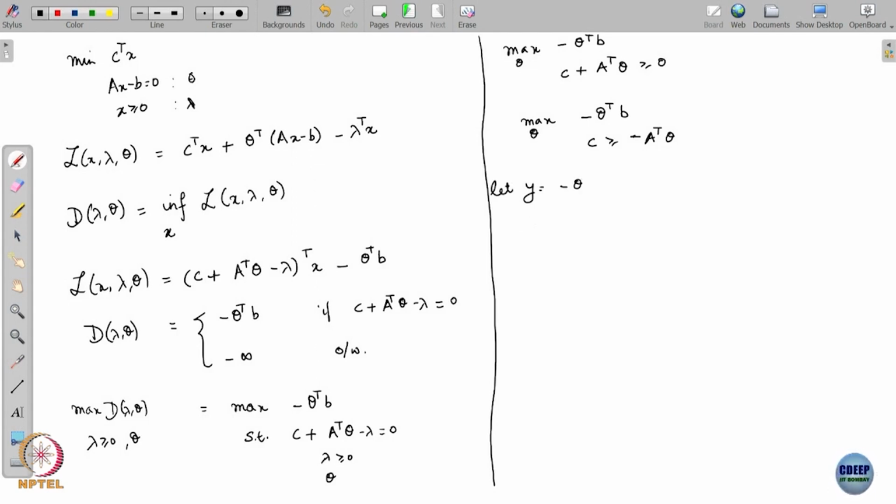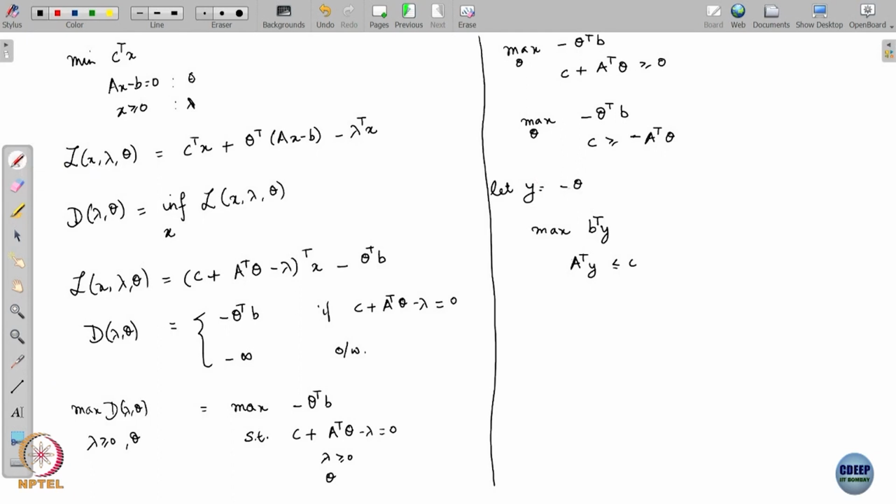If I just let y equal to minus theta, then what I have is our familiar form of the dual, which is maximize b transpose y subject to A transpose y less than or equal to c. Remember, I am not multiplying anything by a negative sign. I am just changing my notation. I am doing a change of variables.